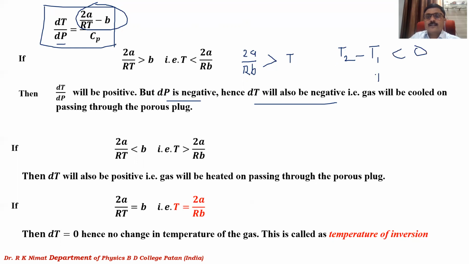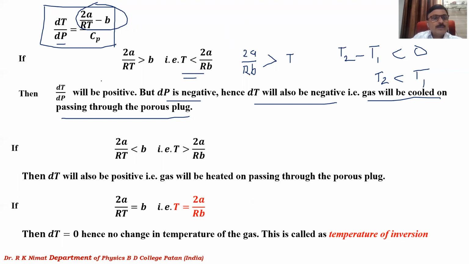And this indicates that T2 will be less than T1. That means cooling effect will be present. So gas will be cooled on passing through the porous plug under this condition. This condition is very important. So let us consider the second case.